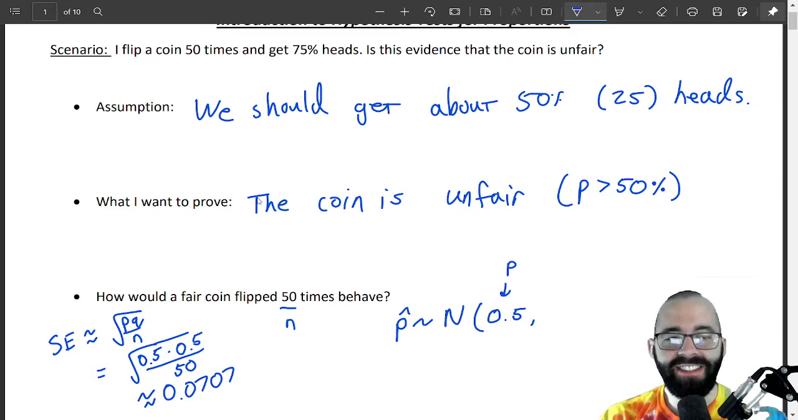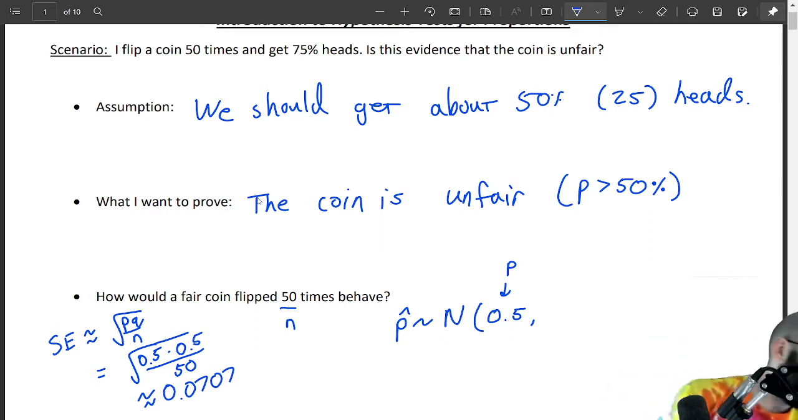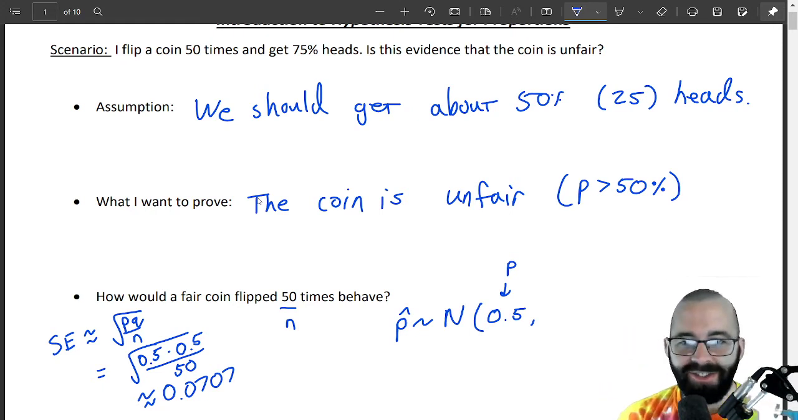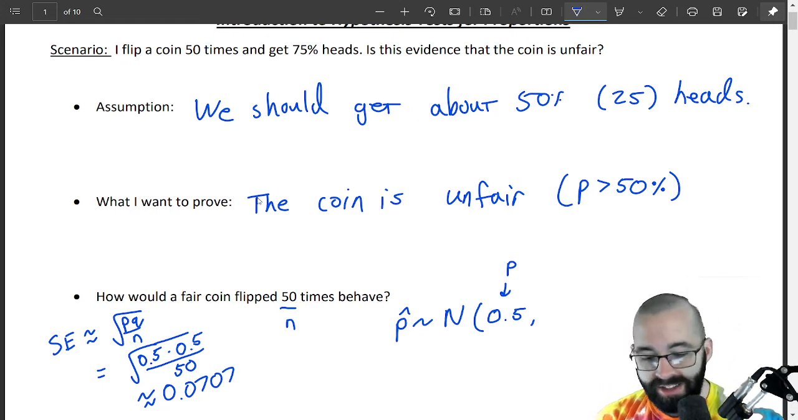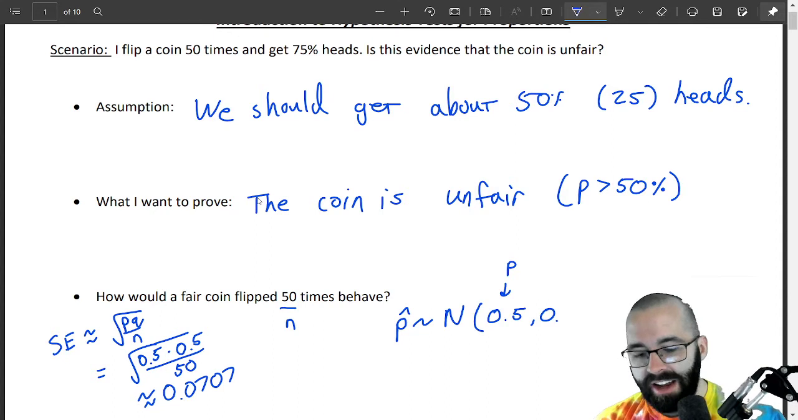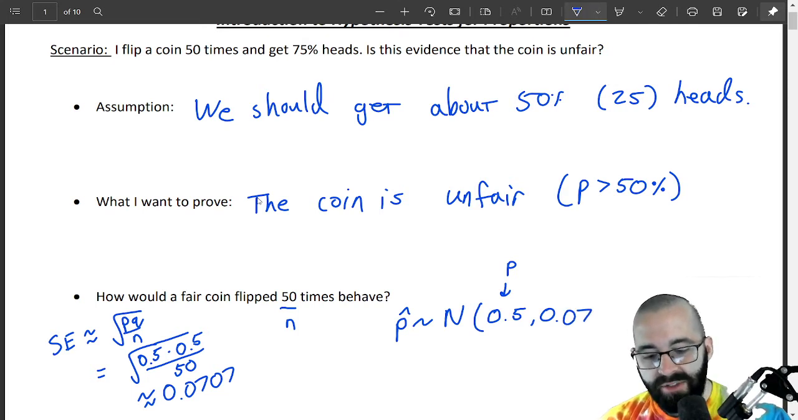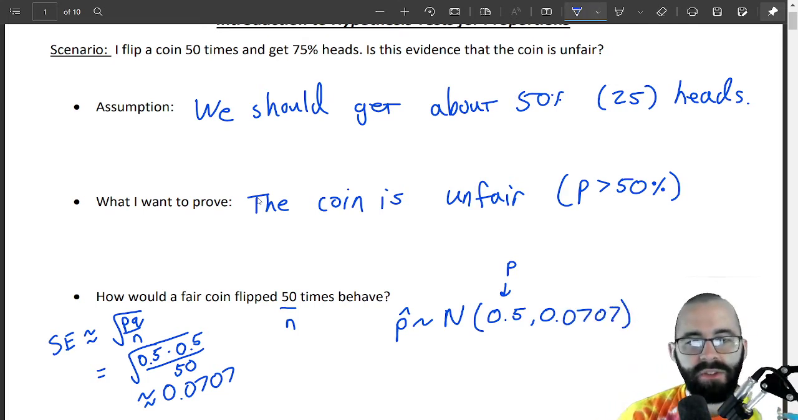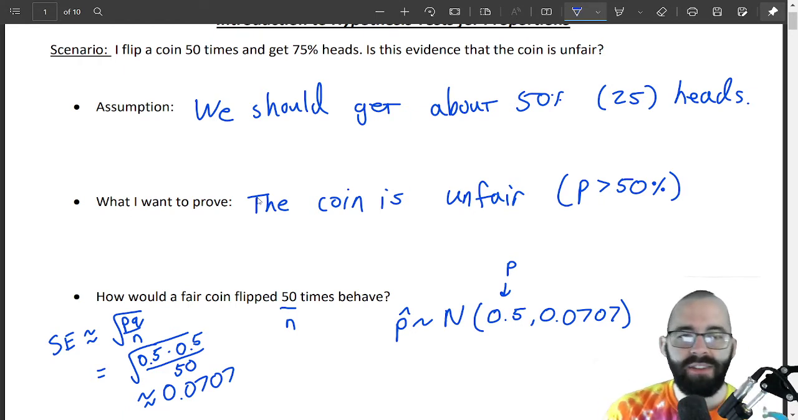So we know that P hat, this sampling distribution, this sample proportion, is normally distributed. And on average, as long as this coin is fair, 50% will be heads. And what's the standard deviation? About 7%. So usually it'll be 50%, plus or minus 7%.